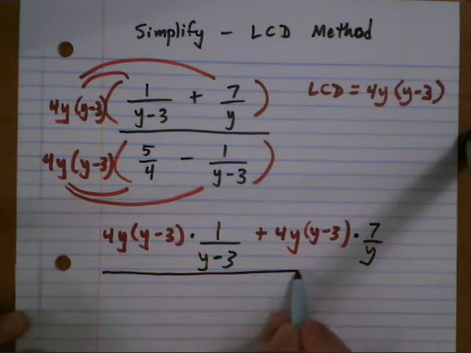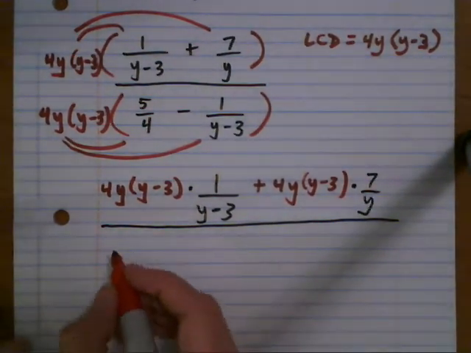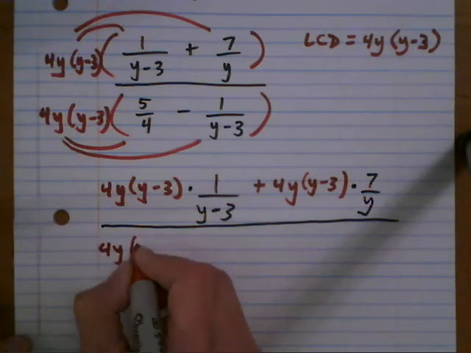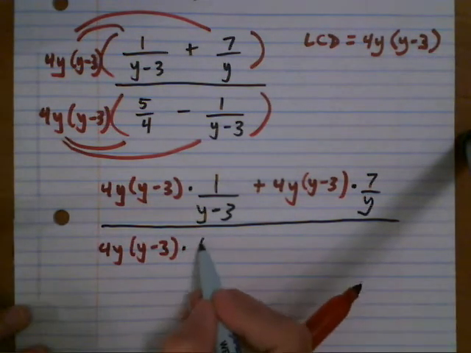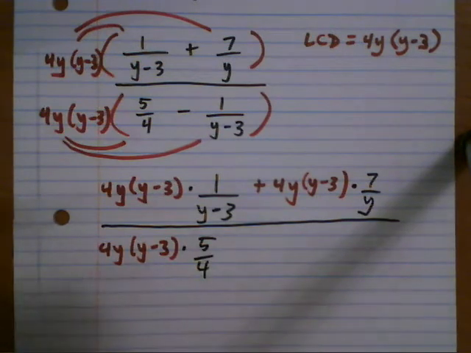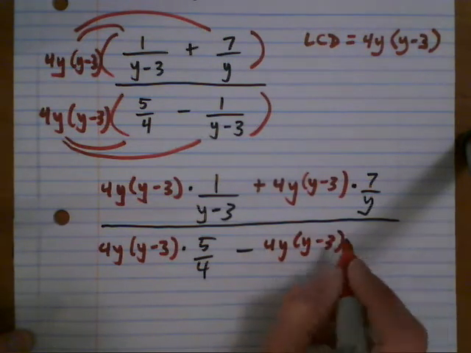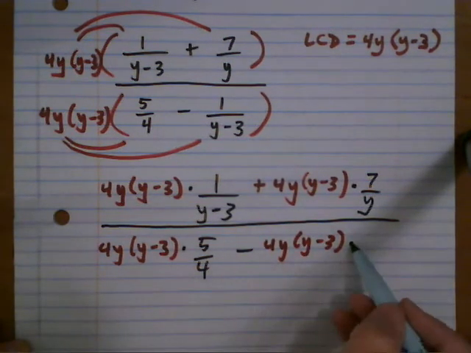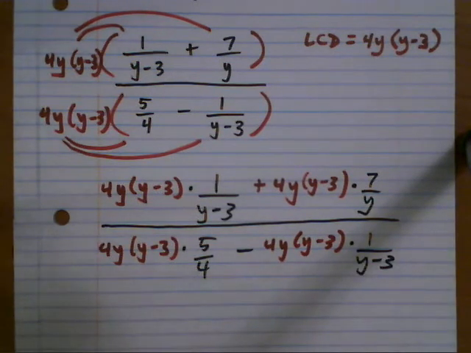And that's all over the LCD, again, distributing on the bottom. So we get 4y times y minus 3 times 5 over 4, minus 4y times y minus 3 times 1 over y minus 3.